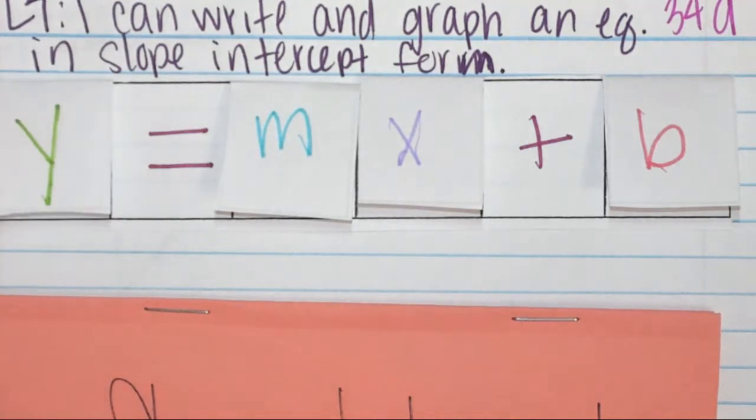All right, so what does the y stand for in slope-intercept form? Y coordinate of a point. Good. What does the m stand for? Slope of the line.